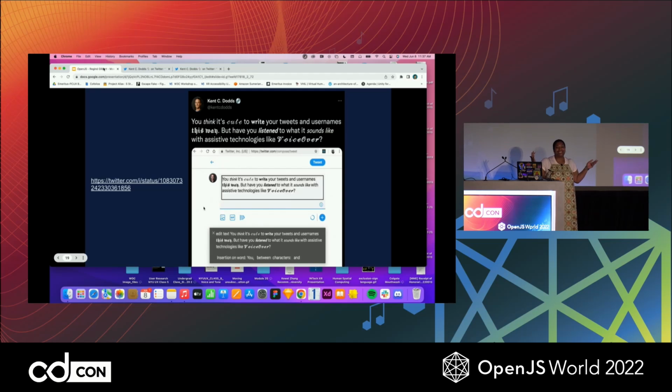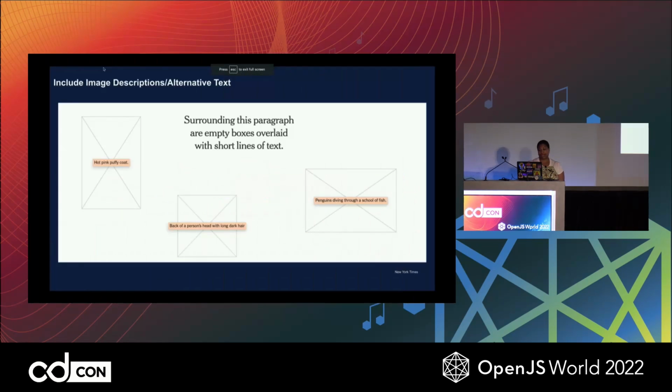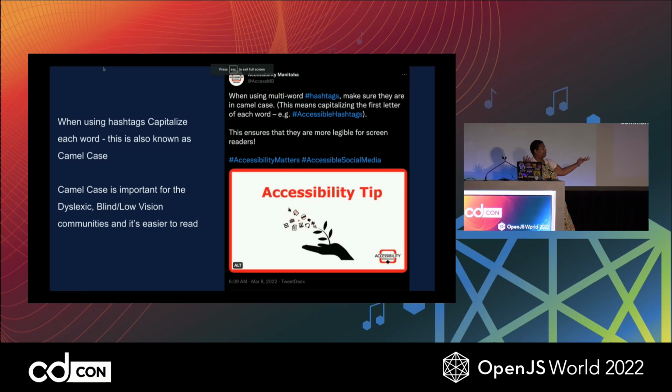Okay, so that was 2 sentences. Yeah, that was 2 sentences. So yeah, you think it's cute to write your tweets and usernames this way, but have you listened to what it sounds like with assistive technologies like VoiceOver? Any thoughts on that, by the way? I'm happy to talk after too, but I think it's very important for folks to know and realize the impact of the things that they put out there in the world.